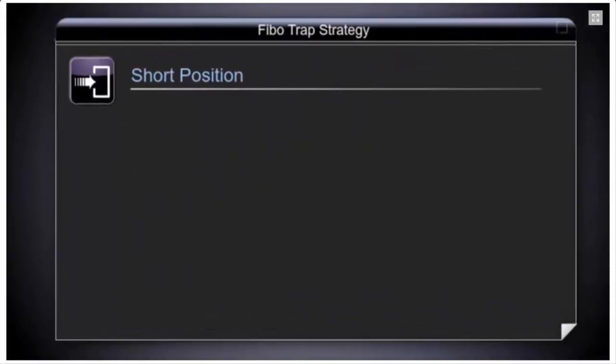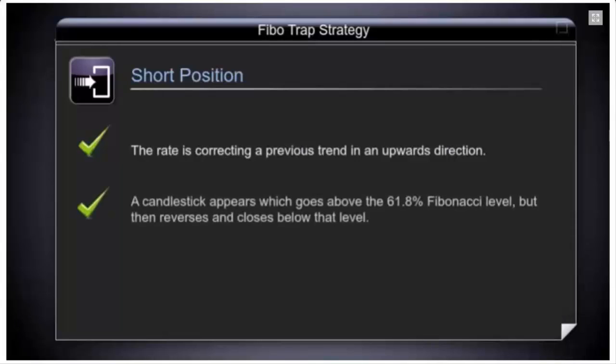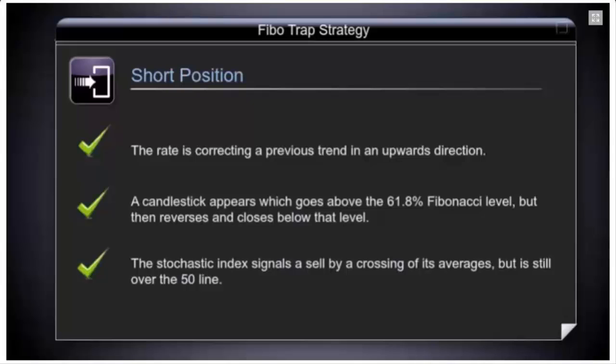A preliminary sell signal is received when the following three conditions have been met. The rate is correcting a previous trend in an upwards direction. A candlestick appears which goes above the 61.8% Fibonacci level, but then reverses and closes below that level. The stochastic index signals a sell by a crossing of its averages, but is still over the 50 line.